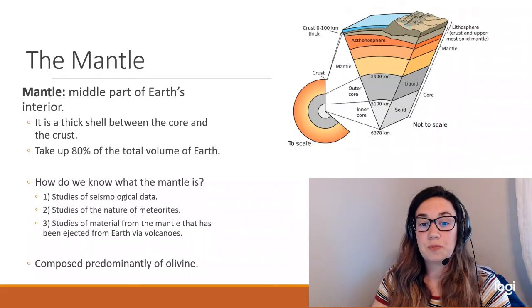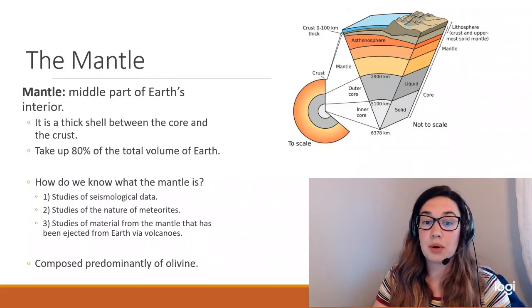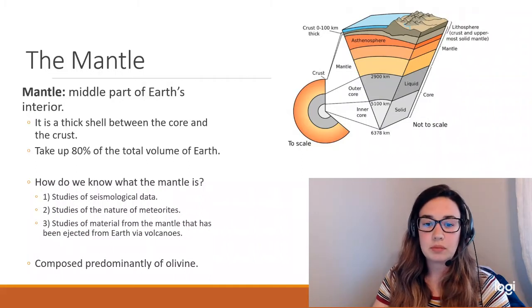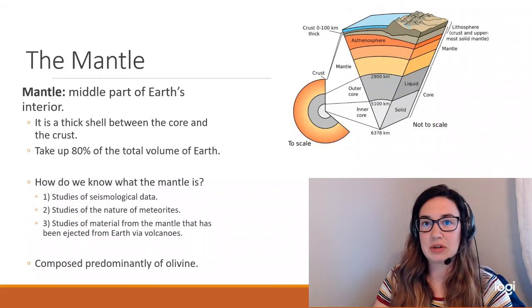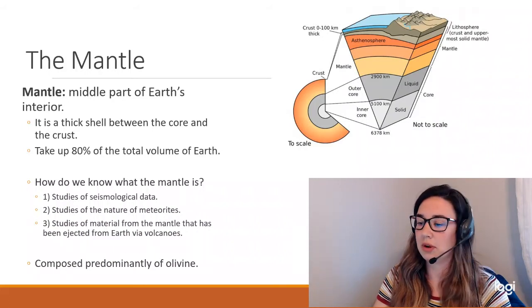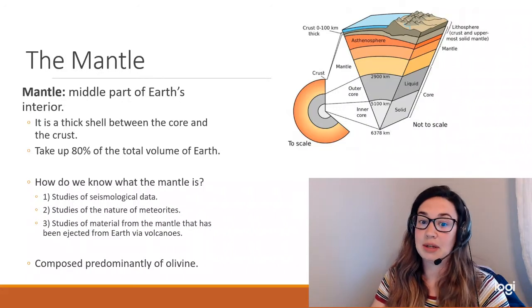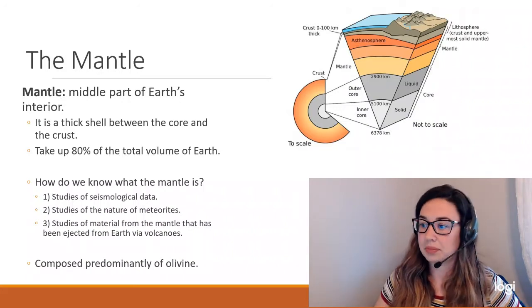And so the mantle is composed predominantly of olivine, which is a really pretty green mineral. If you've ever seen it in person, it's really a pretty mineral. But that's what the mantle is predominantly composed of.